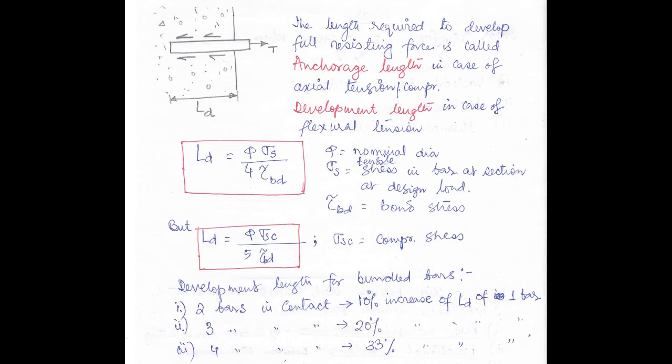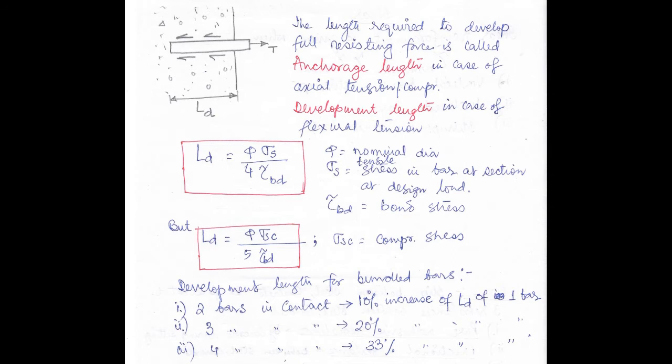Now, what is anchorage length? Please refer to the diagram. The length required to develop full resisting force is called the anchorage length. In case of axial tension or compression, you see that here there is one bar which is given a pull T. So what will happen? It will try to resist the force. So the length required to develop the full resisting force is called the anchorage length, which is denoted as capital L subscript D, the development length.